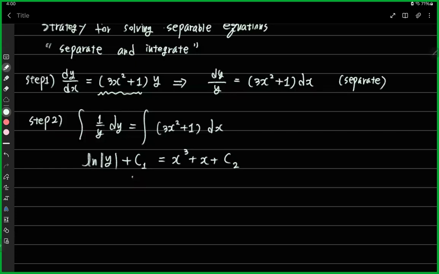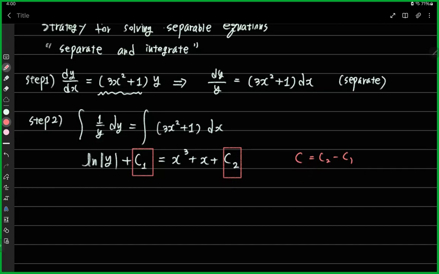So I'm gonna move C1 to the right-hand side to combine with C2, because normally we don't write multiple constants of integration in one equation, one solution. So I'm gonna combine C1 and C2. Let's say we move it to the right-hand side, so C is equal to C2 minus C1. Actually, the sign of C doesn't matter, because the value of C, including sign, will be determined by the initial condition.